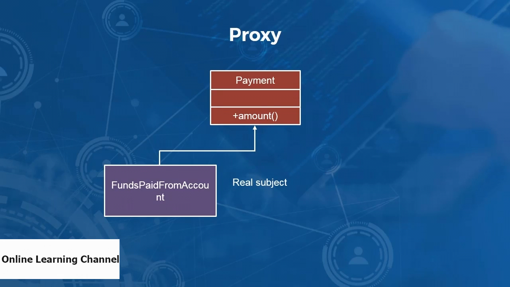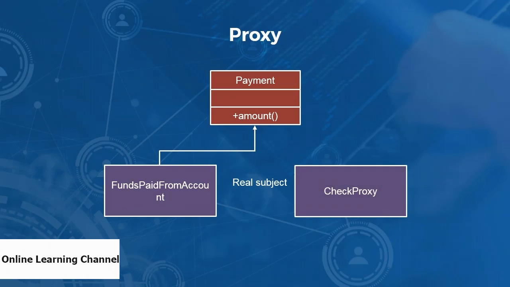Another example of a proxy for your bank account that you see visualized here in this diagram is that of a check. You write out a check to somebody. The check is a proxy for the funds that exist in your bank account and ultimately will be paid from your bank account.